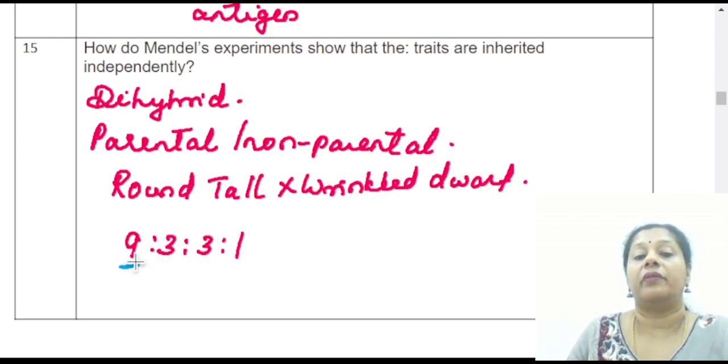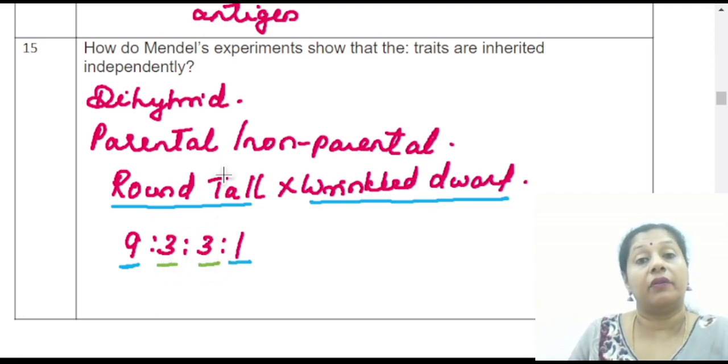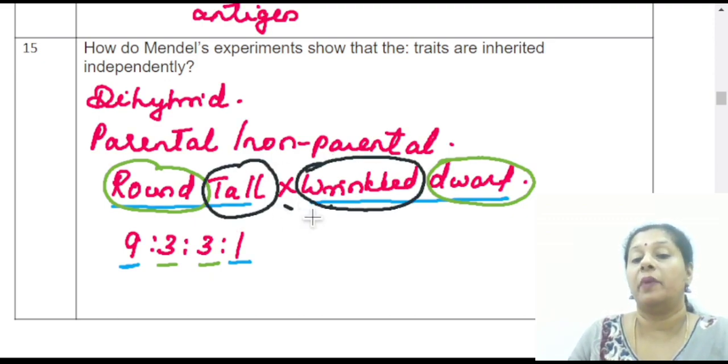9:3:3:1. 9 of them were like the first parent, 1 was like the second parent. The other 3 and 3. These are not the numbers but the ratio. Of these, the new combinations are round and dwarf, tall and wrinkled. So two new combinations formed.